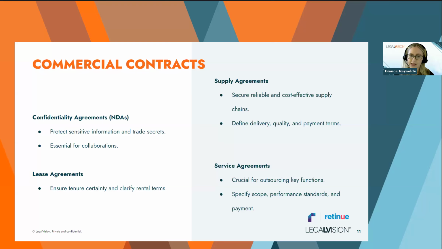And a couple of other documents here. Supply agreements are really key if you receive specific products that you use in your business. So it's important to have these in place to secure reliable and cost-effective supply chains. These should outline the terms of delivery and quality standards for the products that you rely on. Again, payment terms are really important. And then service agreements, again, if you outsource key functions, having those clear terms of service, performance standards, and also payment terms and dispute resolution processes as well.